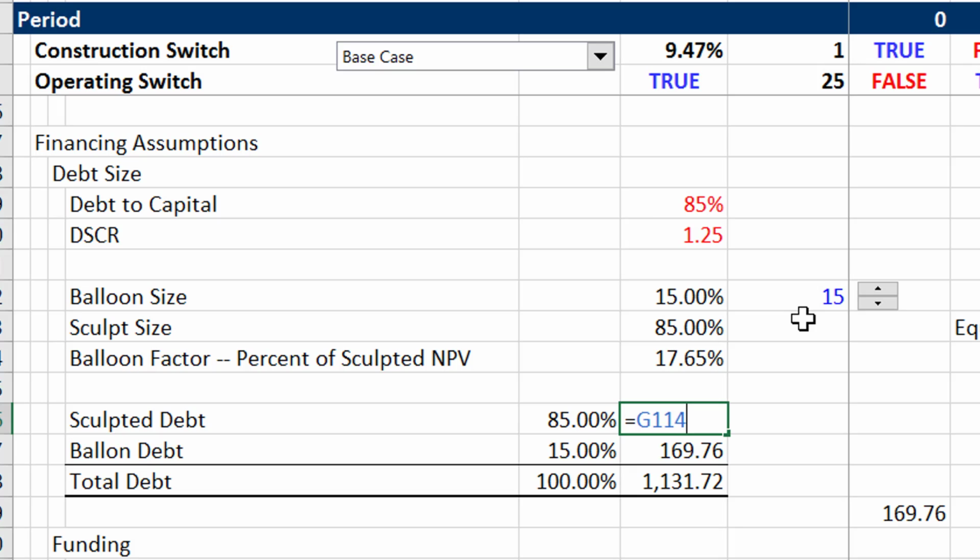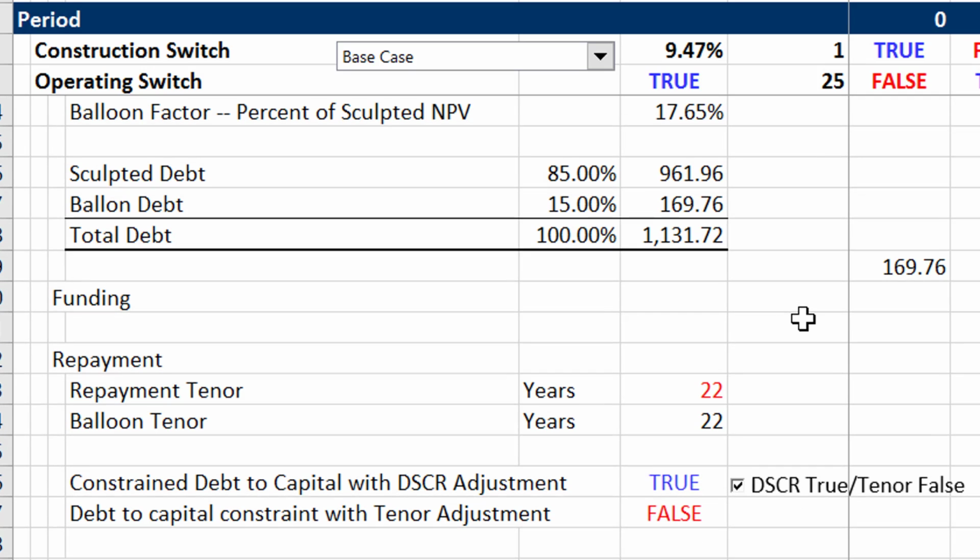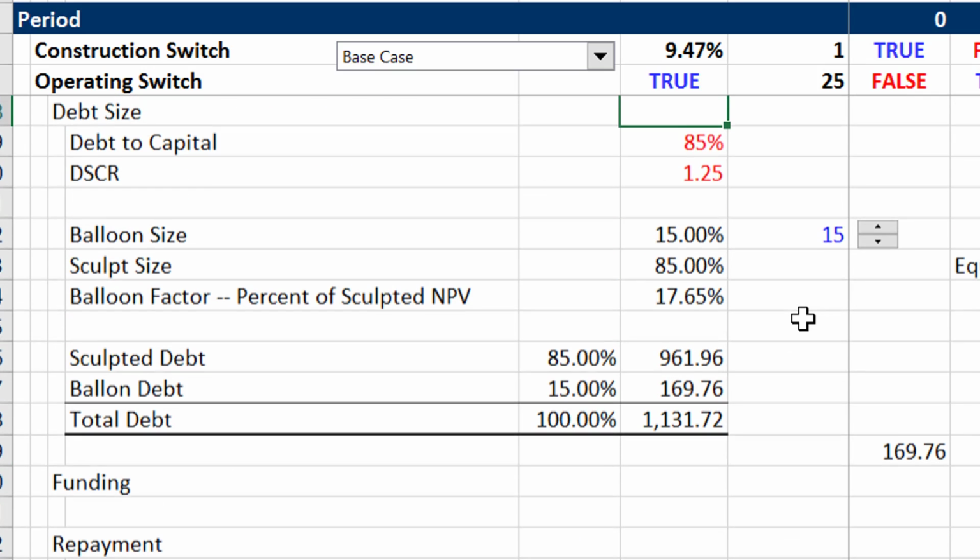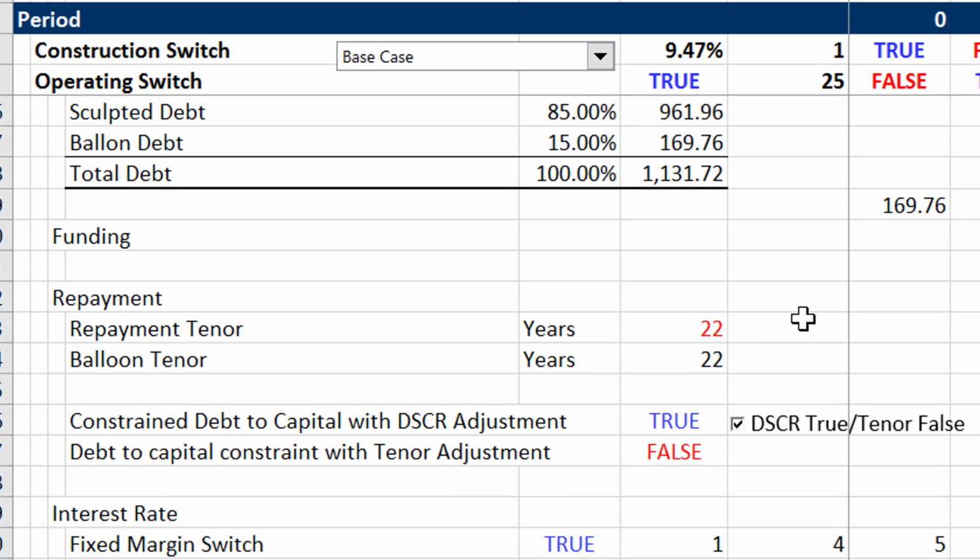At the end of the day, here's how much debt we have. It's 15% balloon, total debt, and we can do this, okay? And we'll have a circular reference that I'll try to go through quickly, or maybe I'll even have a separate video. And then we put a different debt repayment tenor here, and I made the balloon payment occur in the same year as the debt tenor.